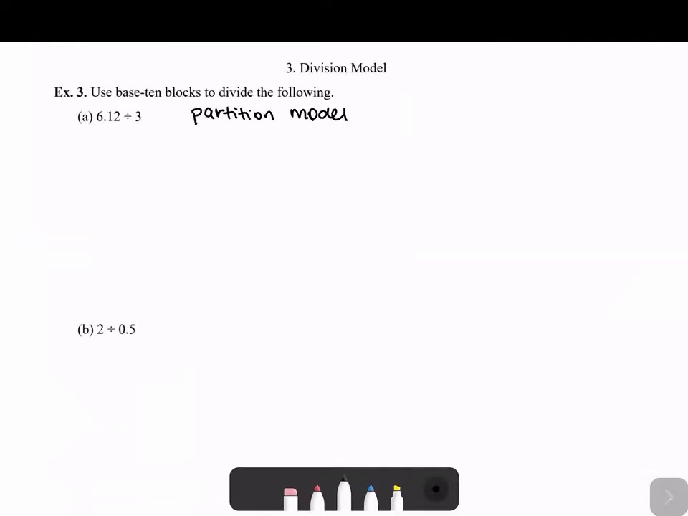Just like before, we have our hundredth as our smallest place value. So we are going to use a 100 block, which is a flat, to represent 1. So we have a partition model where our flat represents 1. Now we are going to write 6.12 using base blocks. So we're going to have 6 of these flats.